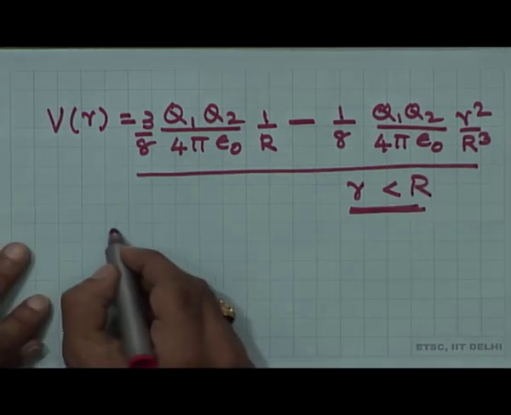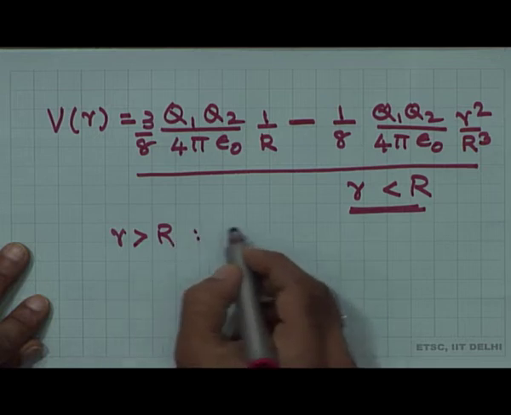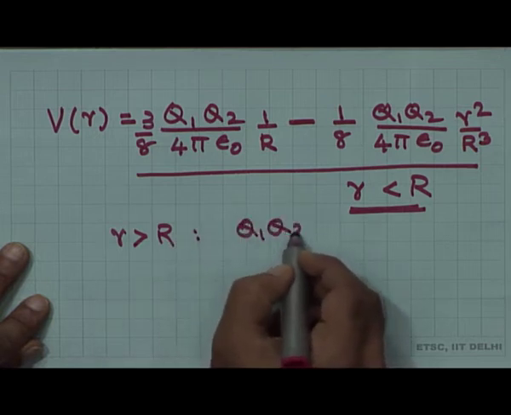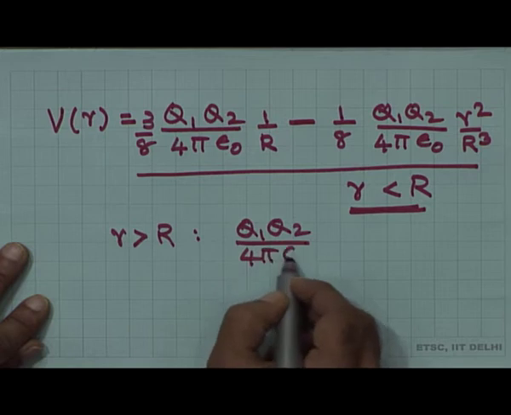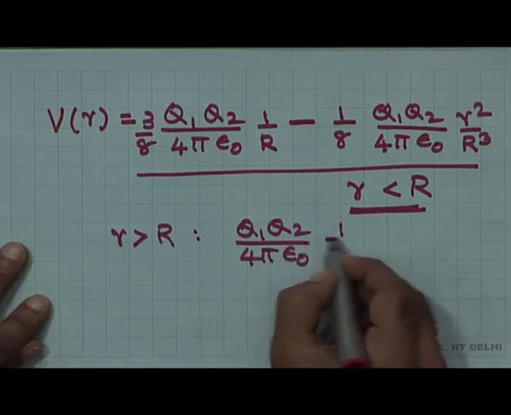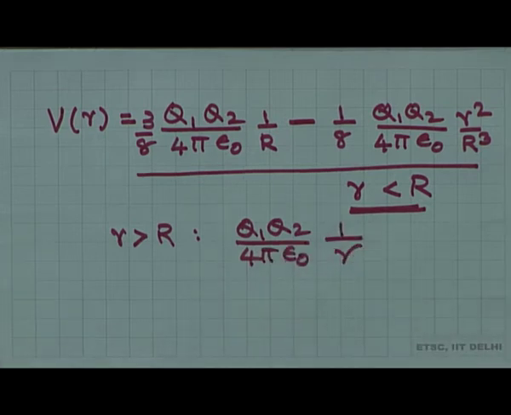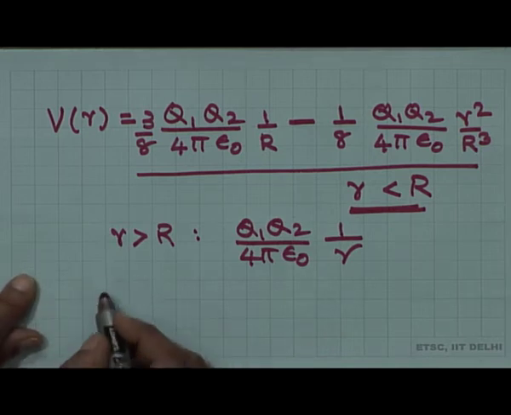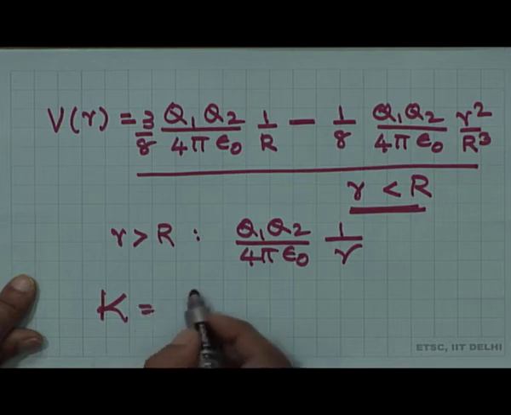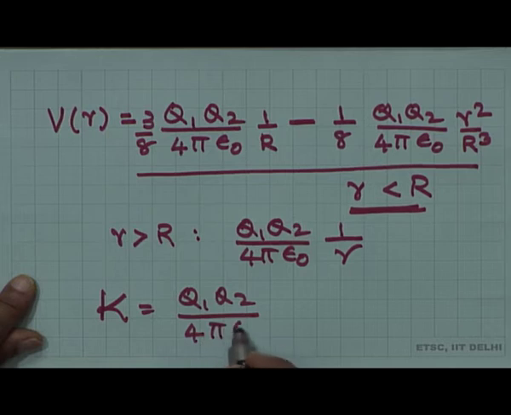And of course, for r greater than R, it is simply q1 q2 over 4 pi epsilon naught into 1 over r. Please notice that dimensionally everything is correct, and probably we should at this point introduce a notation so that we do not keep on writing q1 q2 over 4 pi epsilon naught. So, let us introduce a constant big K and call it q1 q2 over 4 pi epsilon naught.